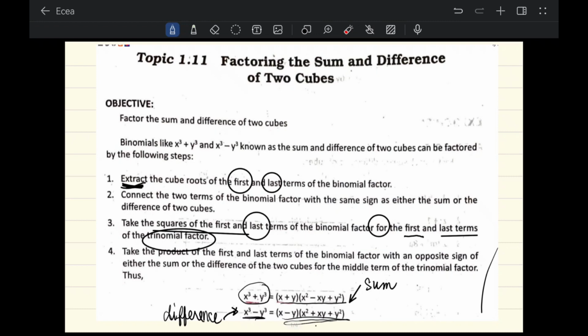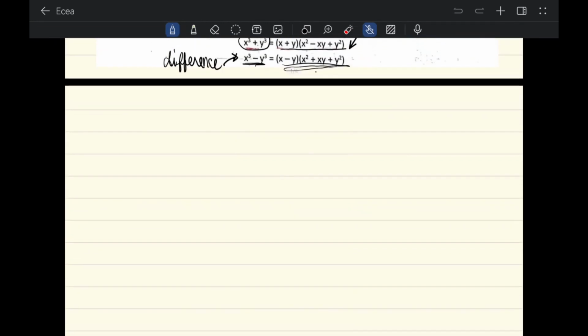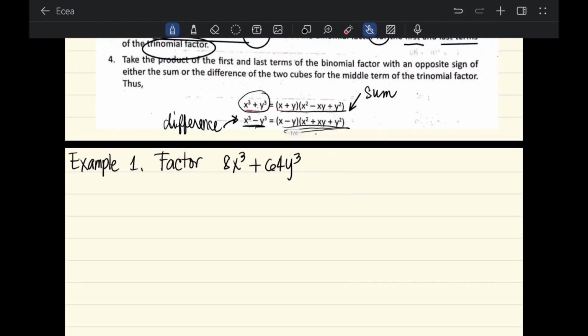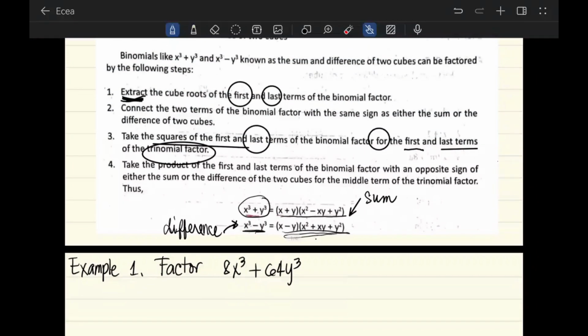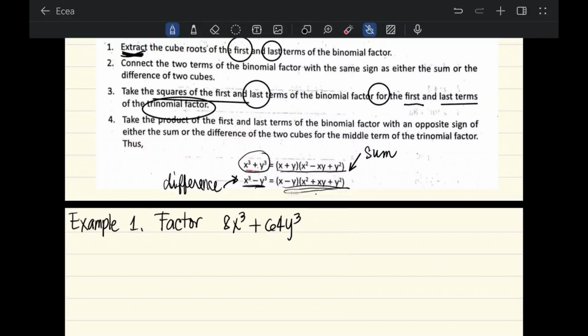So let's apply those in example number 1. Factor 8x cubed plus 64y cubed. Now, step number 1, extract the cube roots of the first and last term.